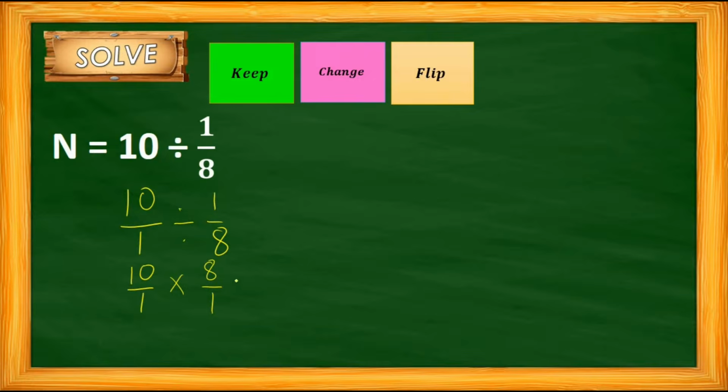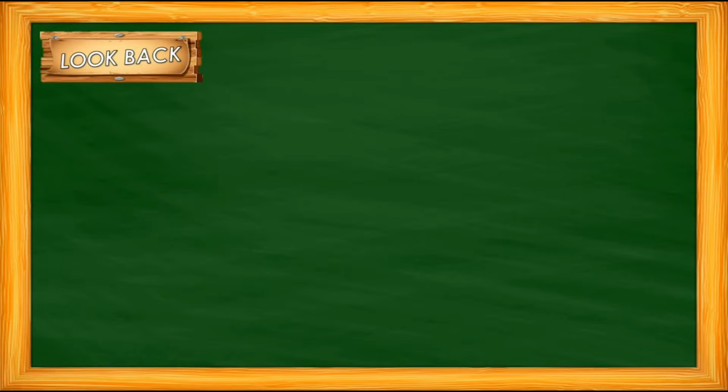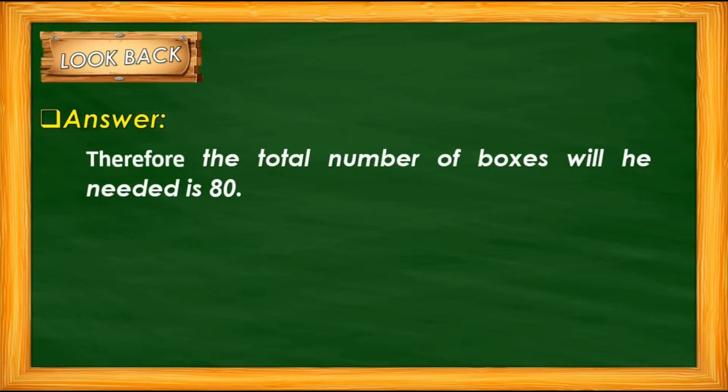10 multiplied by 8, the answer is 80. And then 1 multiplied by 1, the answer is 1. 80 divided by 1, the answer is 80. So this will be the answer. Now, let's look back. The answer is, therefore, the total number of boxes he will need is 80.